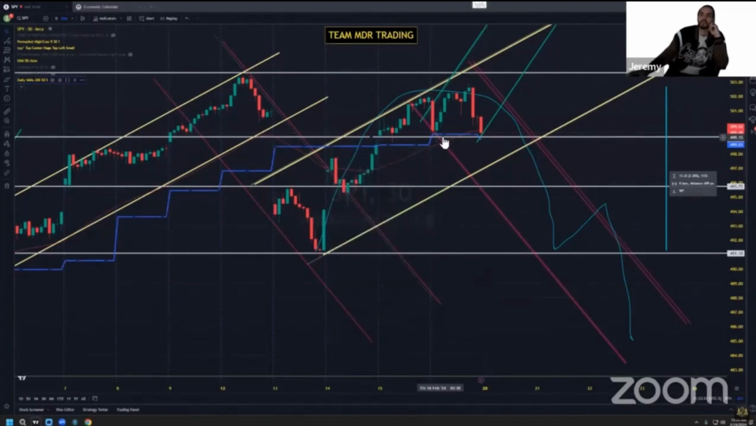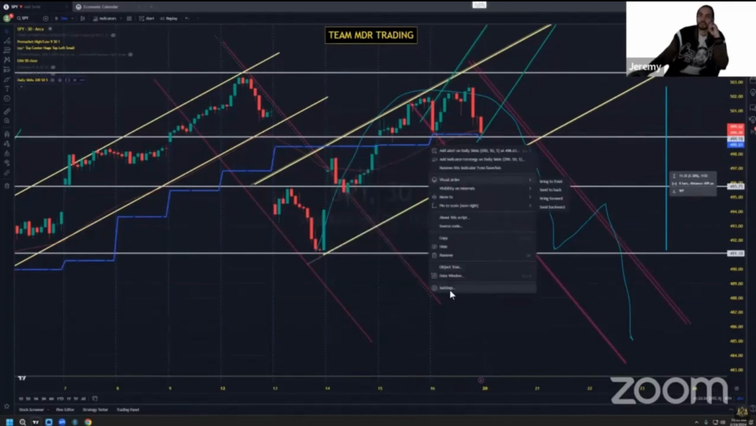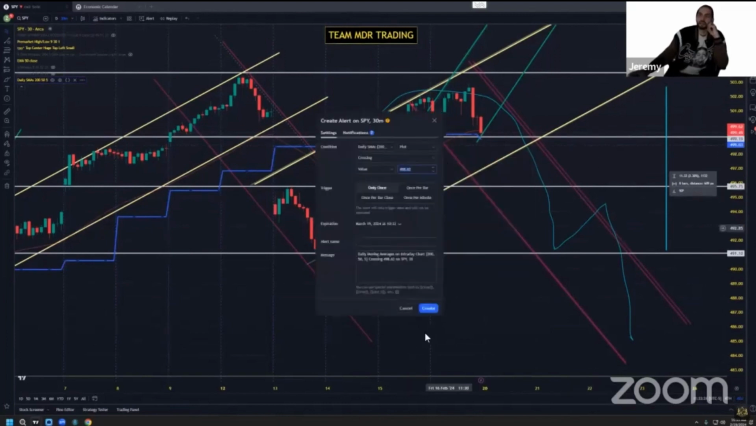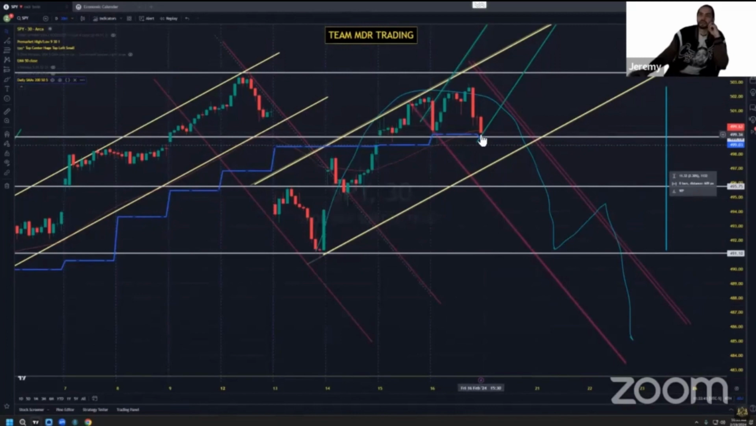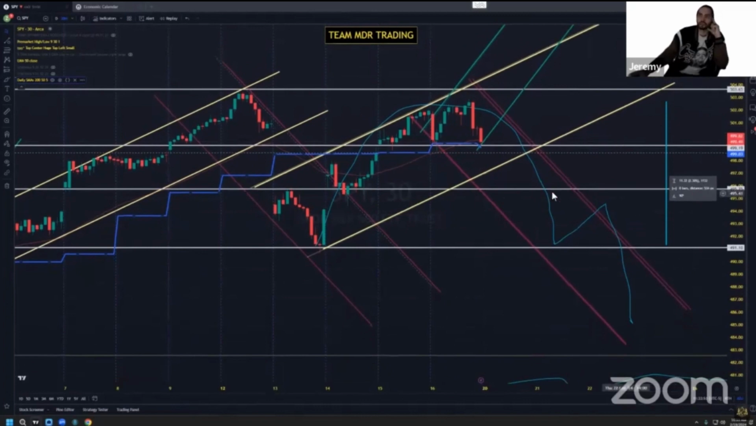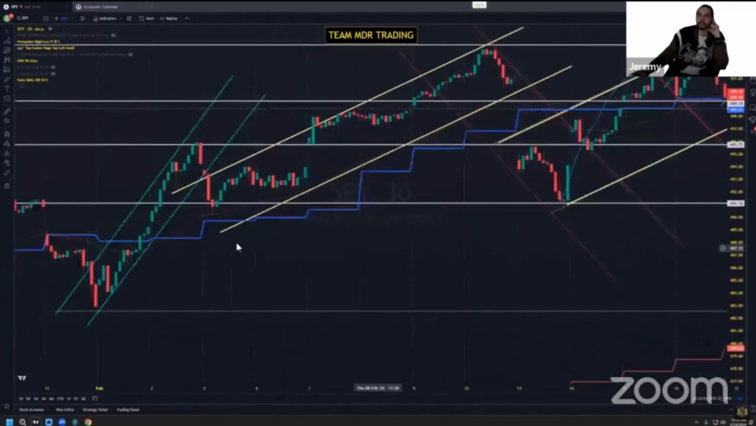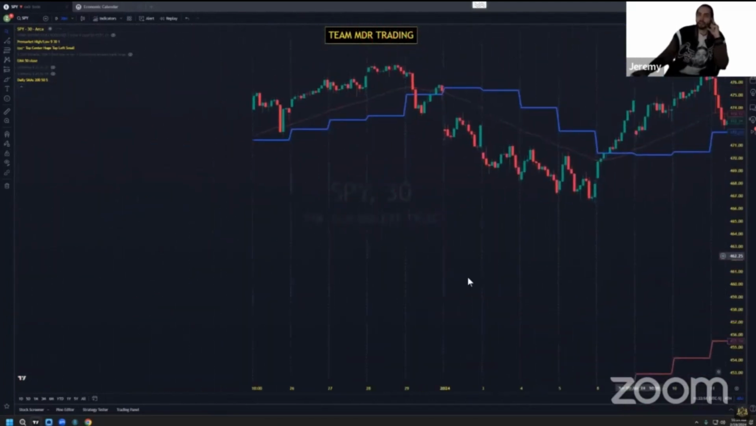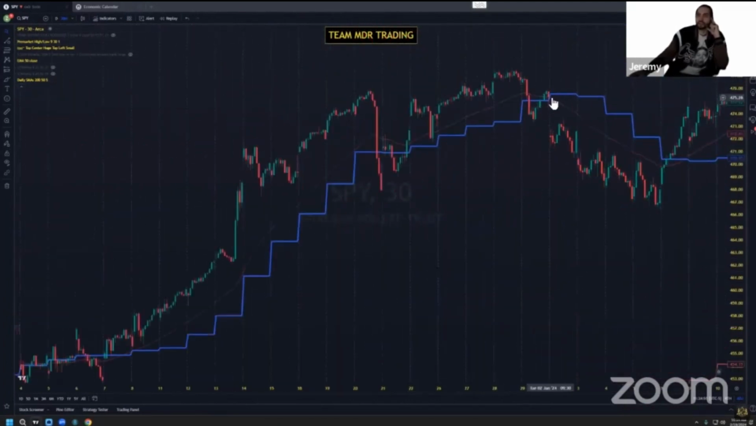I need a clean break, right? I say this every time, and I'm going to say it again. I'm going to put an alert here. A clean break is a 30-minute candle below without a wick touching, right? I'm not going to go into detail. I'm going to get a 10-point move. Clean break of this blue line, the 5-day moving average. Every time we break the 5-day, boom, 10 points.